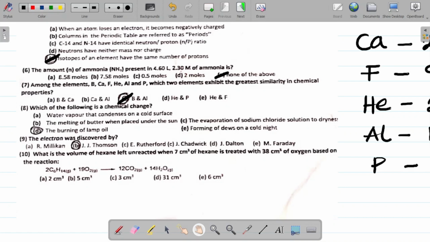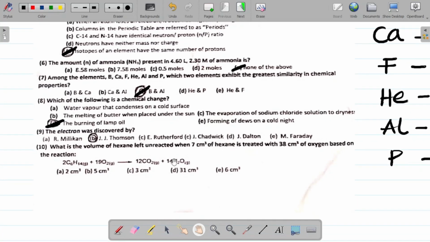So the only one here that is not reversible, that's a chemical change, is D, the burning of lamp oil. When lamp oil is burnt, it cannot be reversed. You have to get a new oil. So the answer is D. All right, the electron was discovered by dash. Who discovered electron? You have these options.